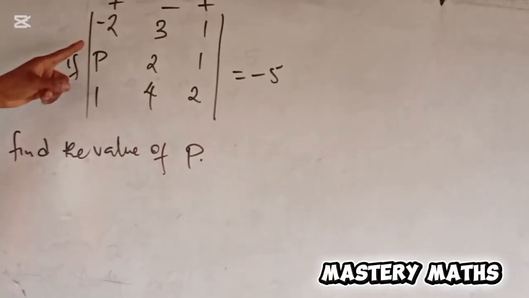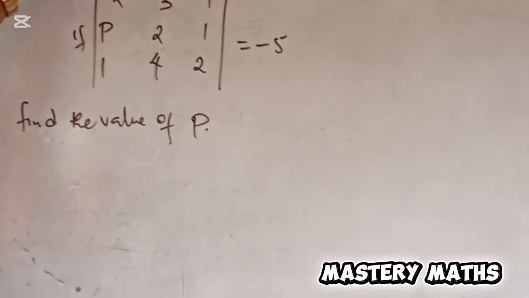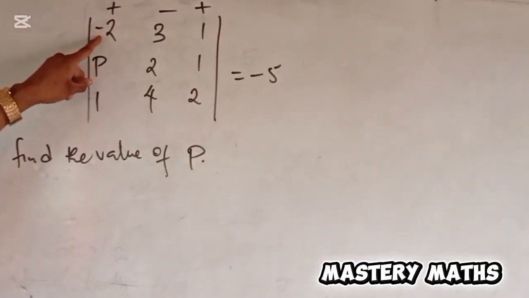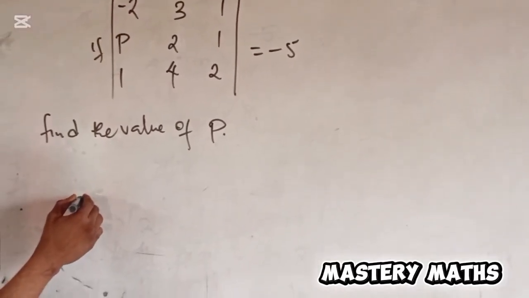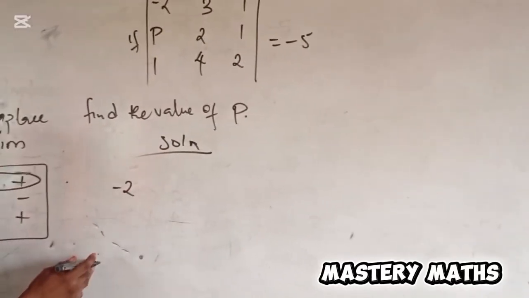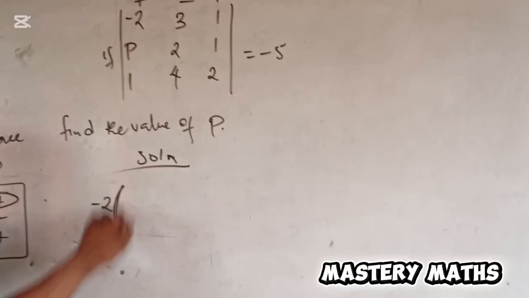First of all, we use our minus 2. But before the minus 2, there's a sign on top of the minus 2 which is plus. We multiply the signs. Plus times minus gives us minus 2. Now we are taking the minus 2 first. So solution, we take our minus 2 first. Then, after the minus 2, we'll open a bracket.